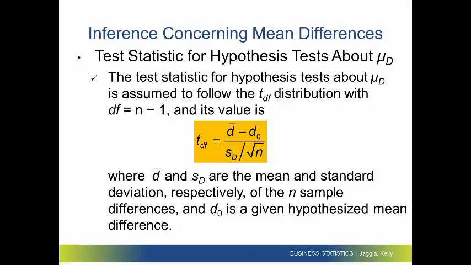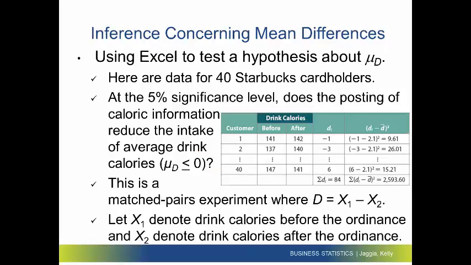You can see that we've got the t, the degrees of freedom, d bar, which is the average difference, subtract the difference we expect in the population, d0, over the standard deviation of the difference scores, over the square root of the sample size. Okay, so here's an example.